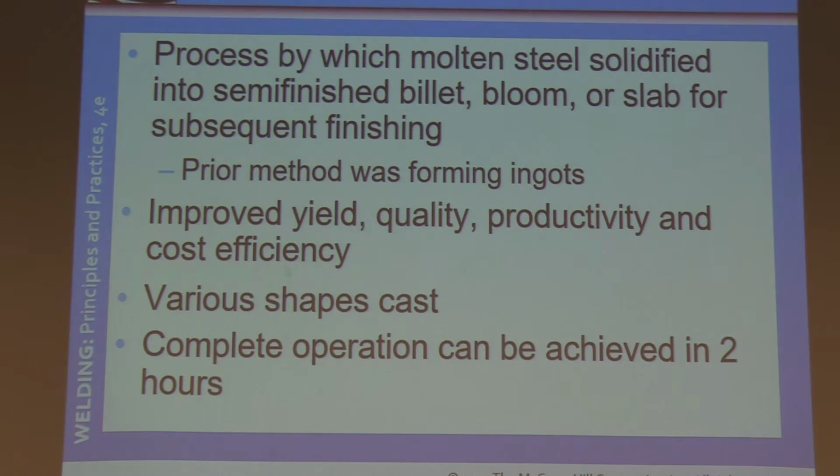Continuous casting of steel, page 63. I'm going to read from the book. Continuous casting is a process by which molten steel is solidified into a semi-finished billet, bloom, or slab for subsequent finishing. So there it goes back to those three items: billet, bloom, or slab for finishing. The prior method was forming ingots. So instead of just making ingots, now they are actually putting them into specific shapes for a specific use.